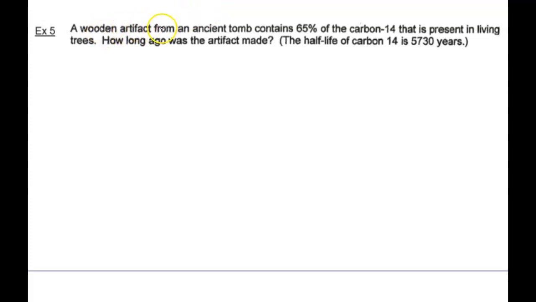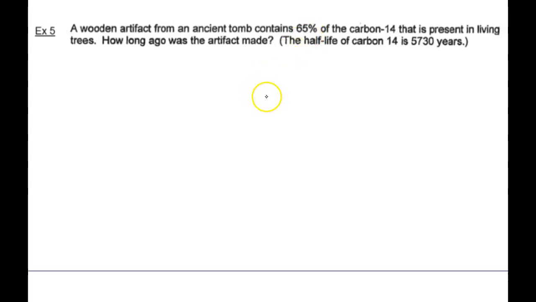All right. A wooden artifact from an ancient tomb contains 65% of the carbon-14 that is present in living trees. How long ago was the artifact made? So they're giving us a percent, but it really is what did it start with and where did it end up with. So if it started at 100%, it's down to 65%, okay?